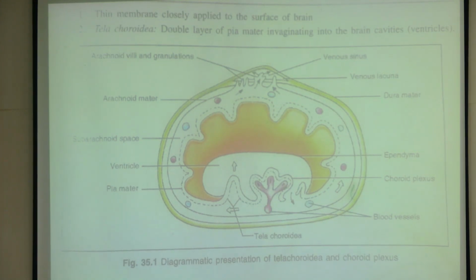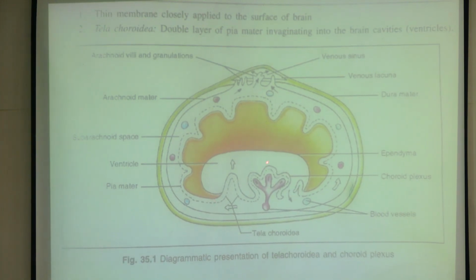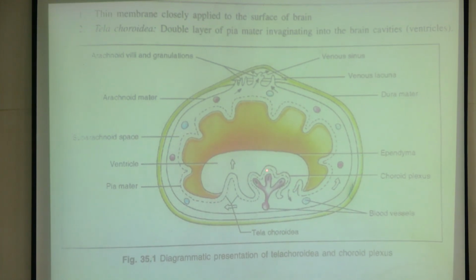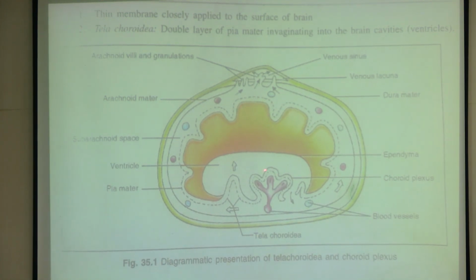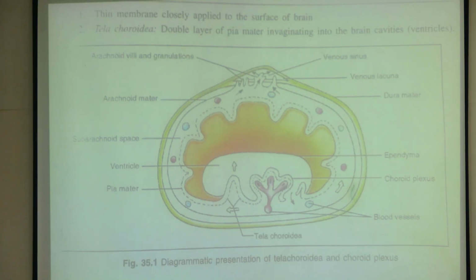Here you see the choroid plexus, outside it is lined by which membrane? Look at this picture, the outside line, what is this? First the innermost line is the ependyma, then just outside the ependyma there is Pia Mater. They become fused to form one single layer, and they cover this venous plexus. So the whole thing is known as choroid plexus.